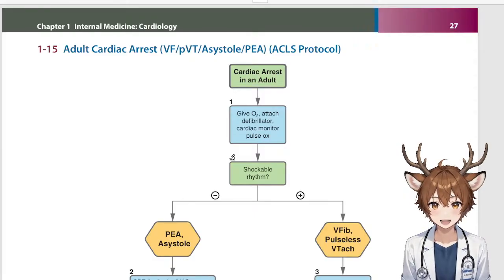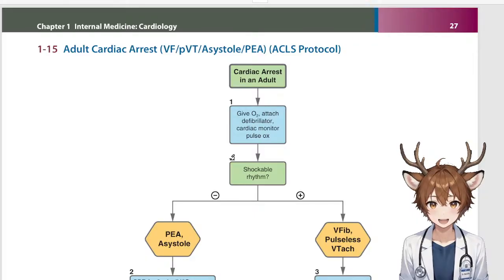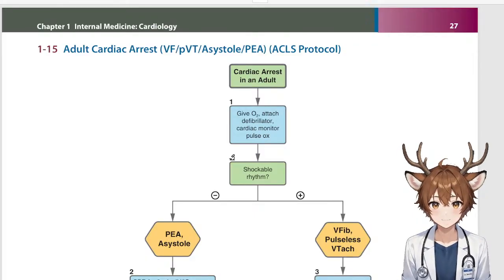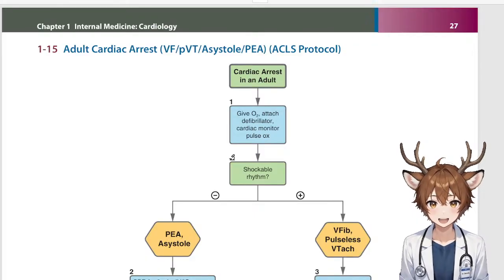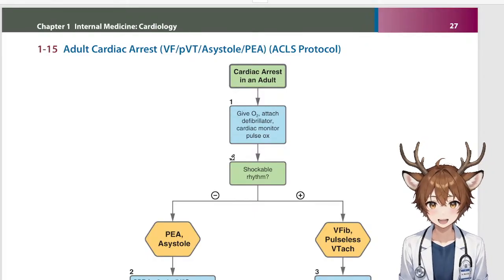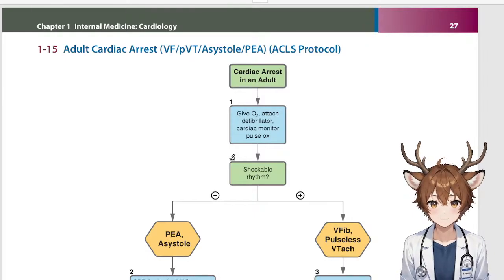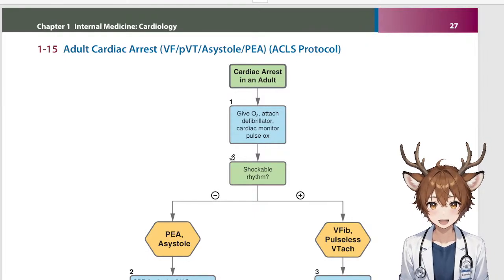VFib, ventricular fibrillation. Okay. PVT, pulseless ventricular tachycardia. Okay. Asystole. Okay. And what's the PEA? PEA is pulseless electrical activity. Okay. That's fine. So, cardiac arrest in an adult.